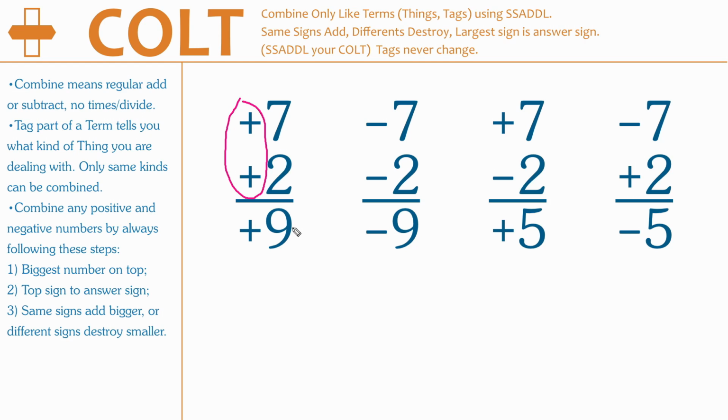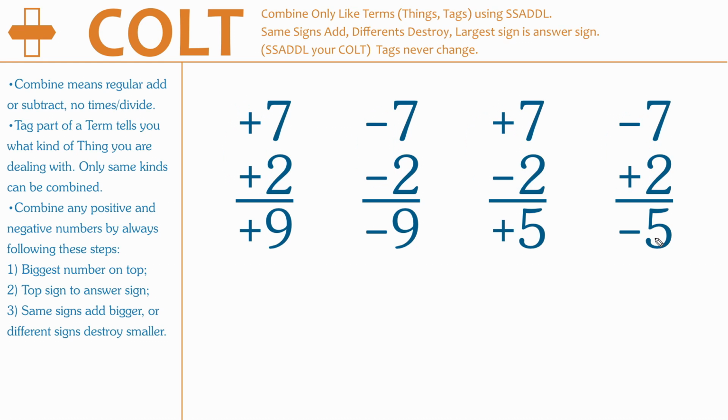7 plus 2 is 9. Notice the signs are the same, so I add bigger. 7 plus 2 is 9. Notice the signs are different, so I subtract smaller. I destroy. 7 minus 2 is 5. Notice that the signs are different, so I subtract smaller. 7 minus 2 is 5.